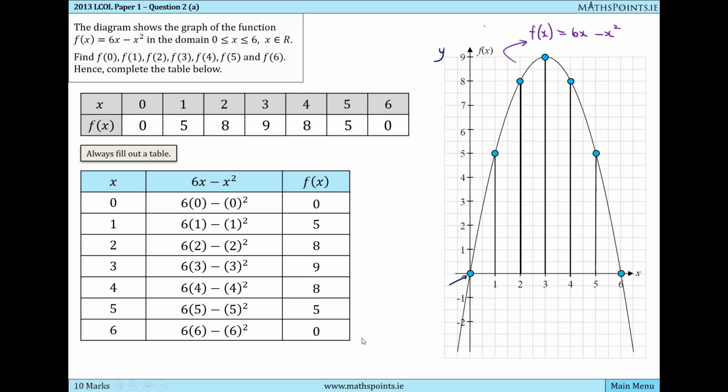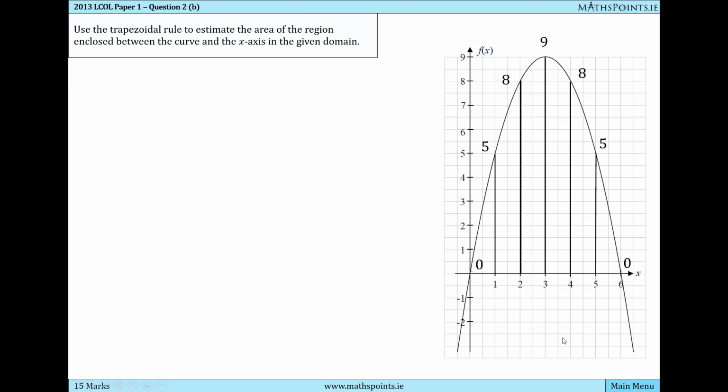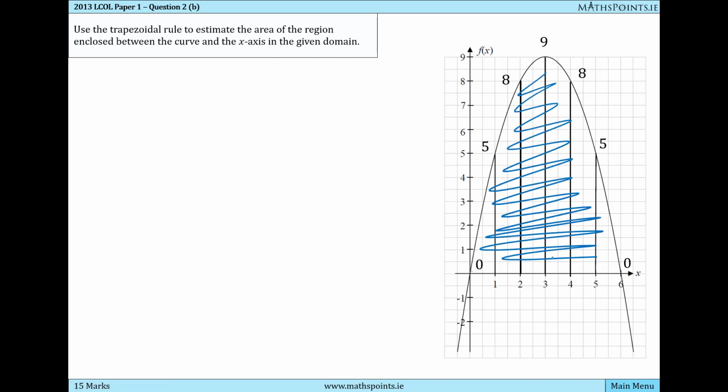And it's also good to look at this from the point of view that the question could have been to draw the function f of x equals 6x minus x squared. And so this would have given us our points that we could have connected up to have this n-shaped quadratic function. The B part says to use the trapezoidal rule to estimate the area of the region enclosed between the curve and the x-axis in the given domain. So they're talking about the area all underneath this graph, all the way down until the x-axis.